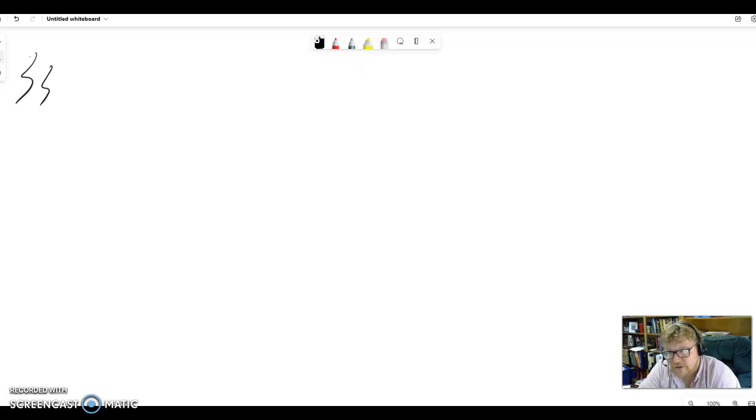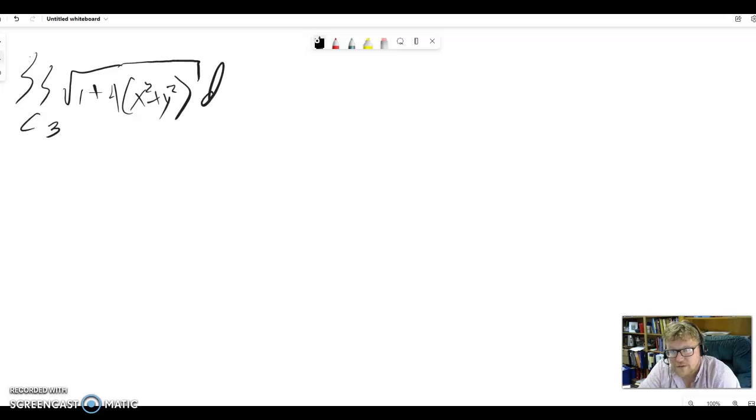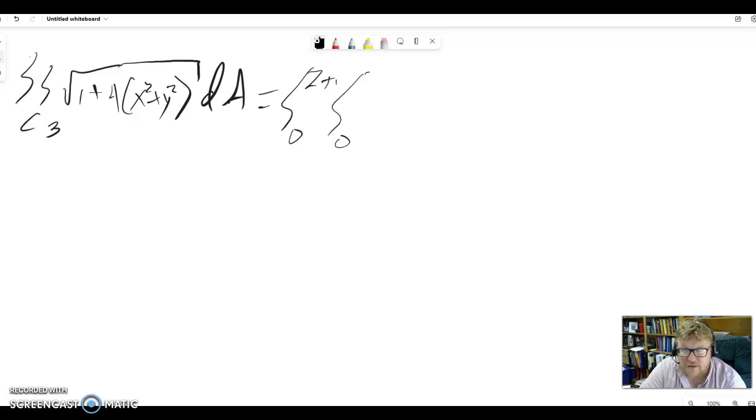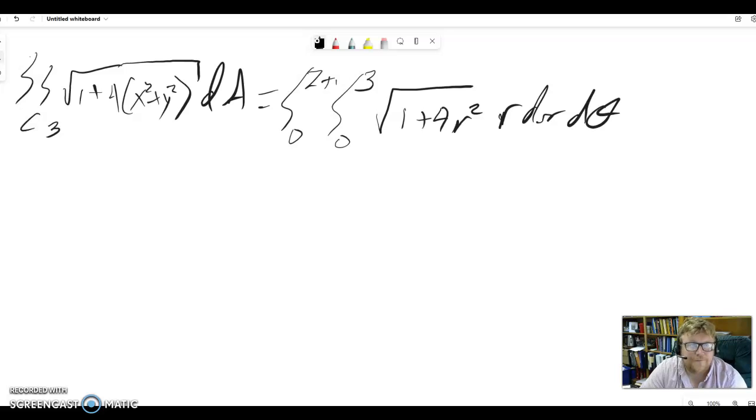Okay, so I want to do the double integral over the circle of radius 3 of the square root of 1 plus 4 times the quantity x squared plus y squared. So I want to do the area of the circle. Of course, I'm going to convert to polar coordinates. Polar coordinates become integral from 0 to 2 pi, the radius 0 to 3, and then inside becomes 1 plus 4 r squared, and then don't forget that you need an r dr d theta.